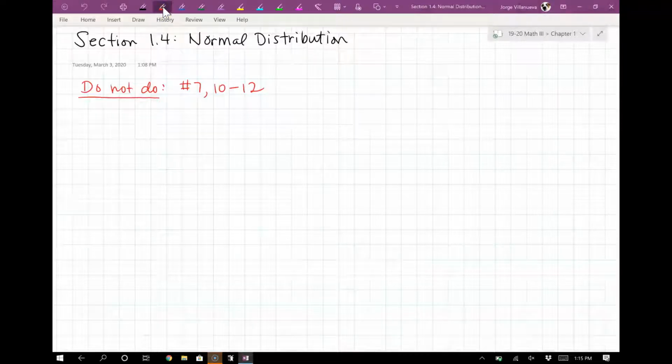All right, so like I mentioned, section 1.4 on the worksheet, you are not going to be doing number 7, number 10, 11, and 12, okay? Now, there are some things that you guys have to know how to do. Here you go, Rigo.